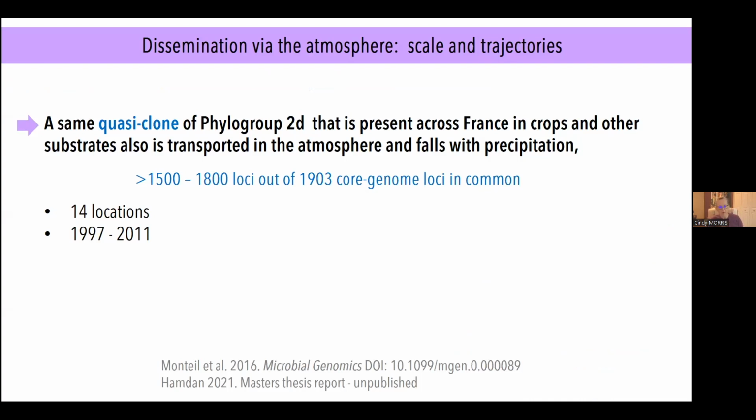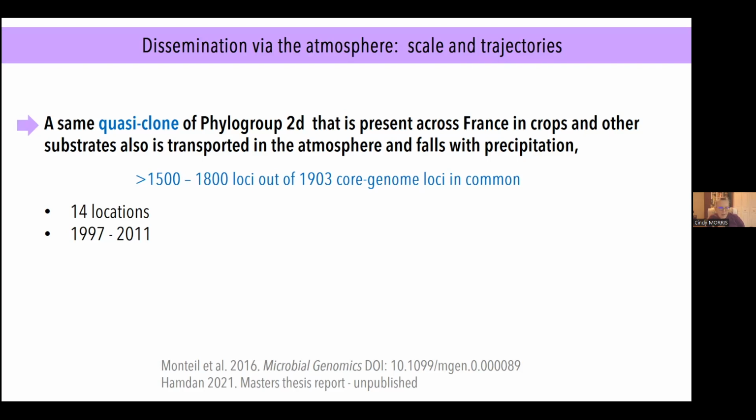So another thing we noticed is that with the availability of lots of whole genomes, I started to get curious about lines of Pseudomonas syringae that were in these haplotypes of CTS that I started finding in many places. And so by looking at the genomes that were available from my own work and other people's work, we found that there was a quasi-clone of strains in phylogroup 2D that is present across France in crops and other substrates and is also transported in the atmosphere.